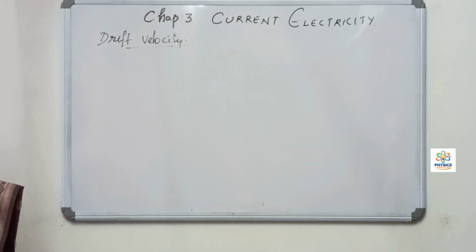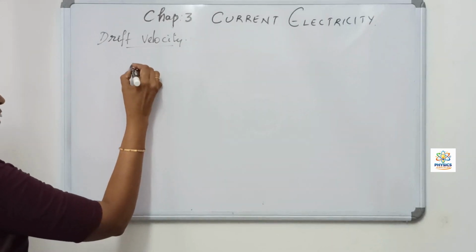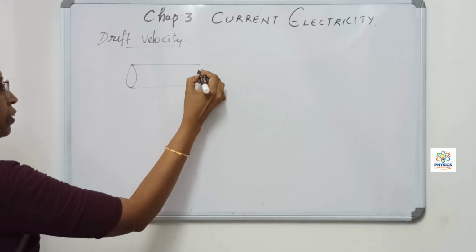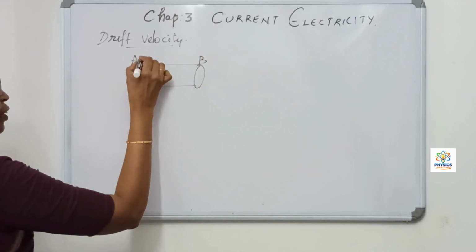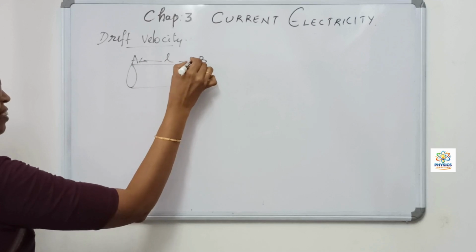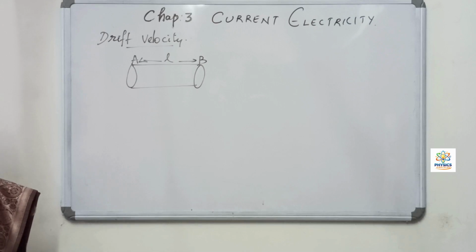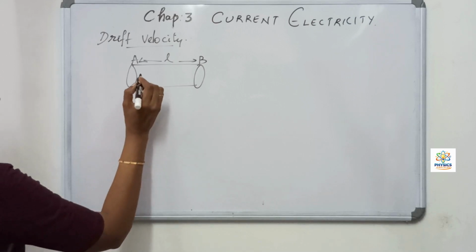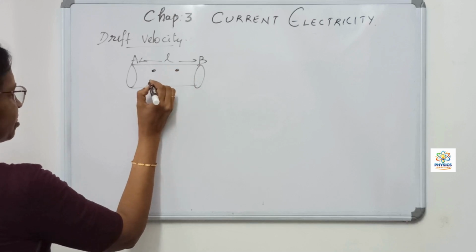Our next topic is drift velocity. Here we have to consider a metallic conductor AB. The length of the metallic conductor is L and the area of cross section of the metallic conductor is A. This metallic conductor always consists of free electrons.